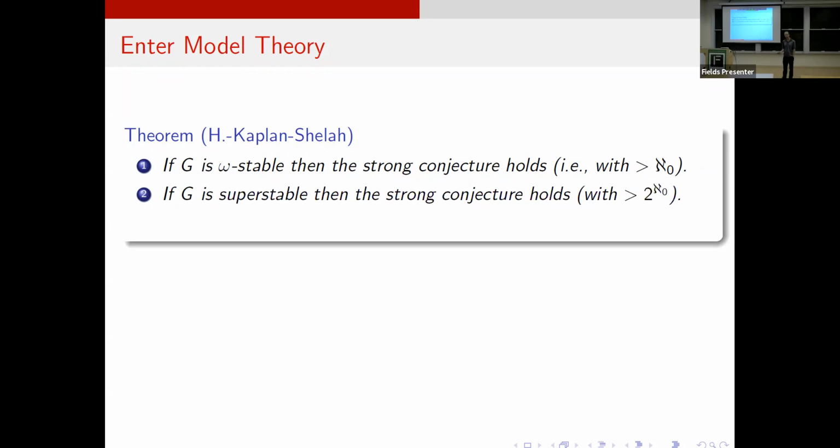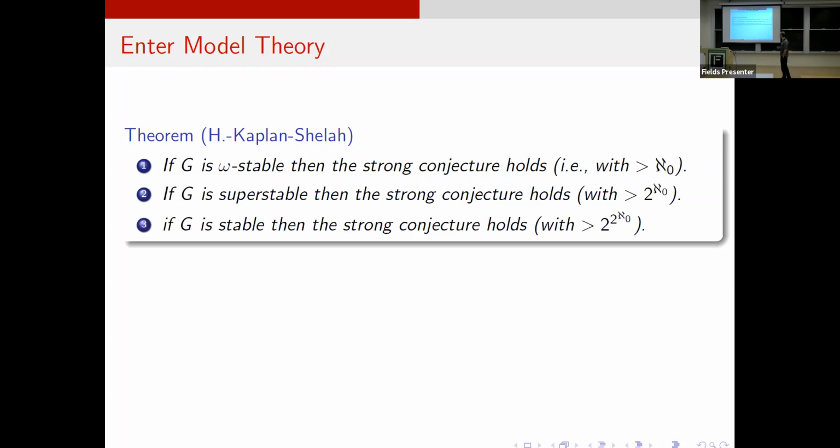So what's next? Stable, right? If G is stable, then the strong conjecture holds, but this time we need to go to beth 2. Okay, we don't know if we need to. That's what we were able to prove.